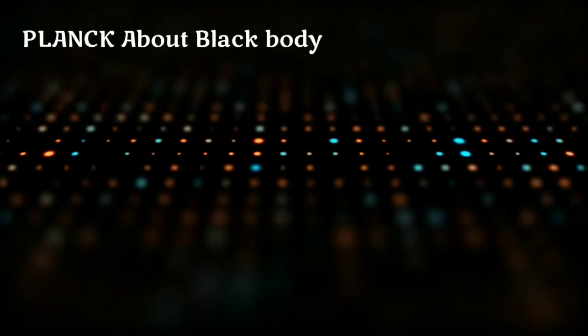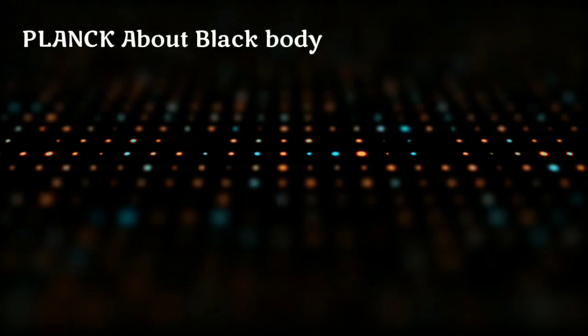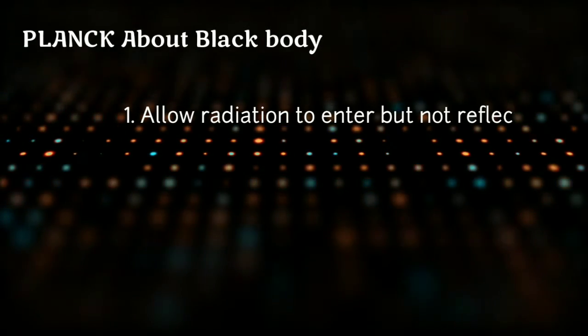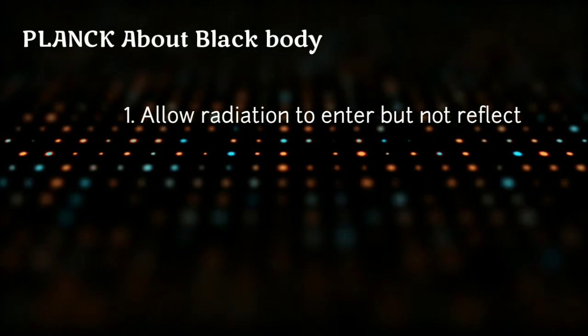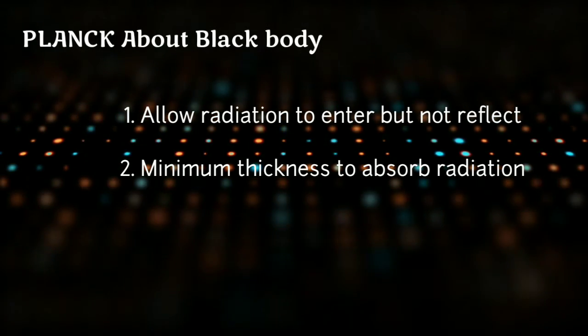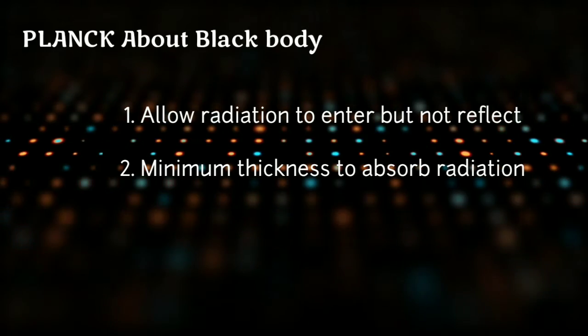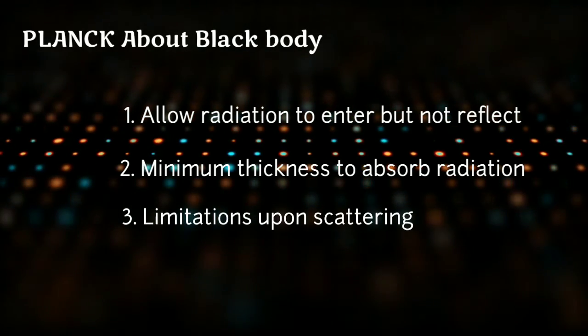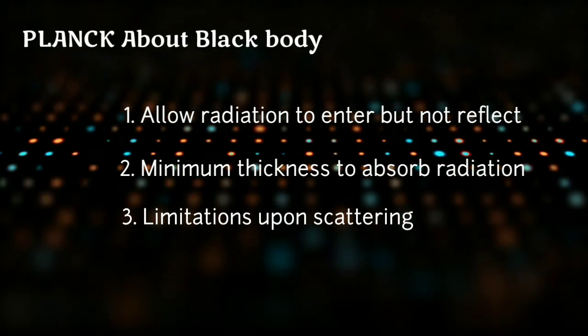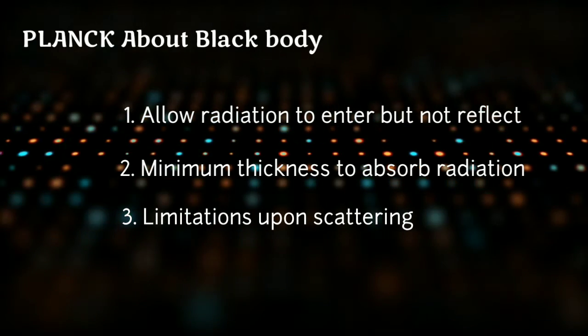But Planck noted three requirements upon a black body. The body must, 1. Allow radiation to enter but not reflect, 2. Possess a minimum thickness adequate to absorb the incident radiation and prevent its re-emission, 3. Satisfy severe limitations upon scattering to prevent radiation from entering and bouncing back out.